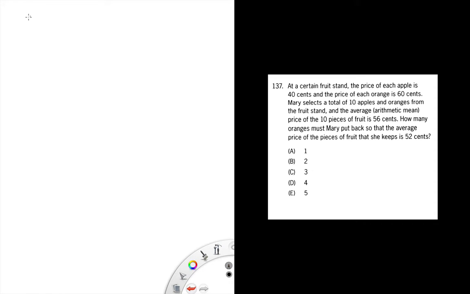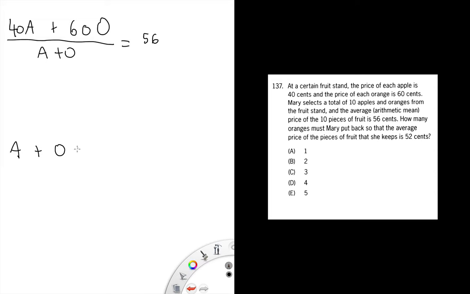So to start, define the original information and solve for the number of oranges and the number of apples. And this is a system of equations. So you're going to define the equations that you got. That's our weighted average formula. We also know that we have 10 pieces of fruit.